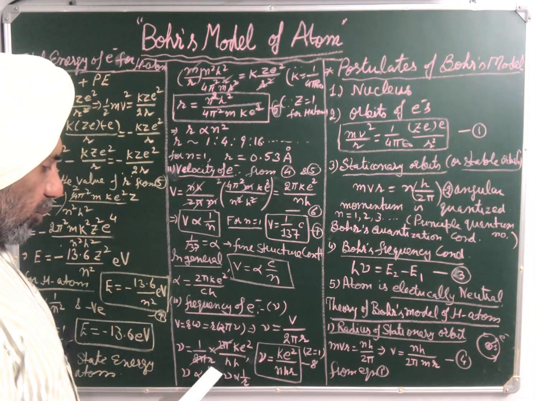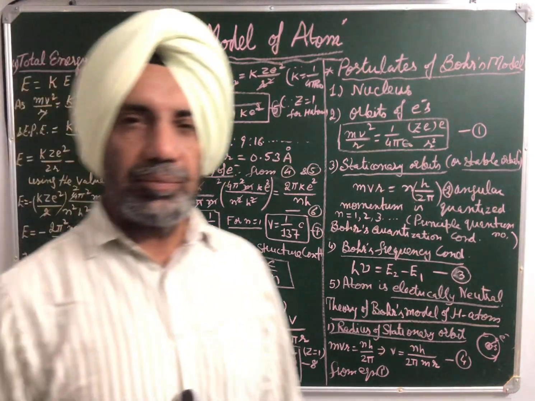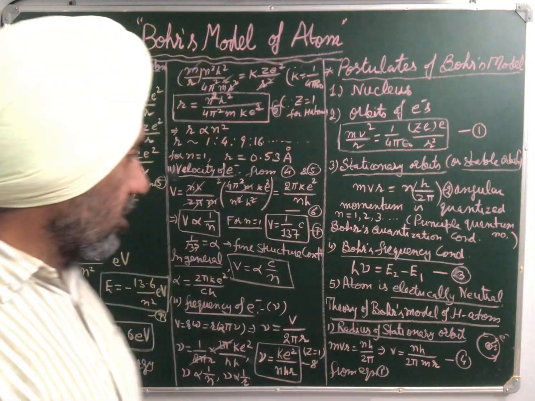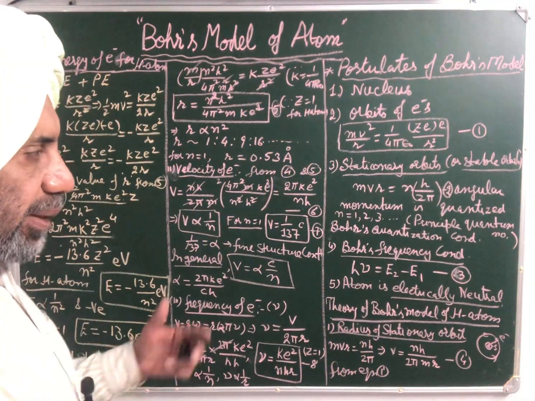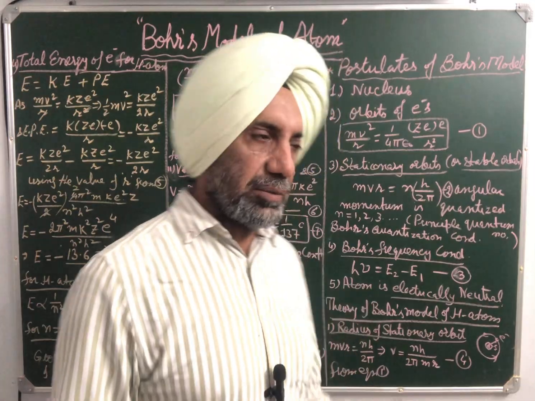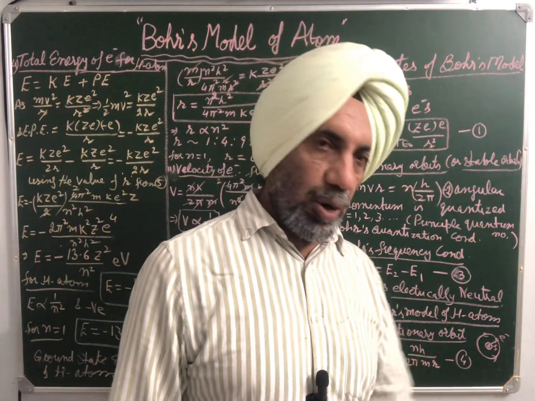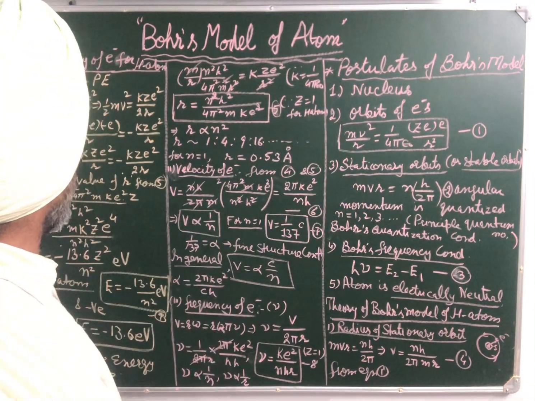So nu is proportional to 1 by n. The greater the principal quantum number, the less the frequency that will be emitted or absorbed when the electron jumps from a higher orbit to a lower orbit, or from a lower orbit to a higher orbit. This is the frequency of the orbit.